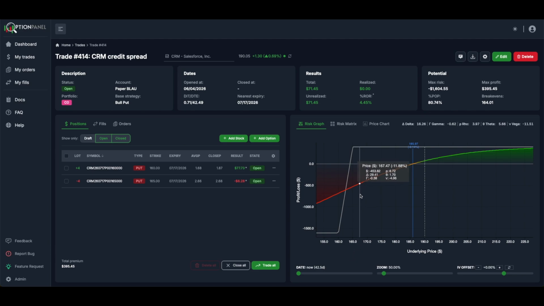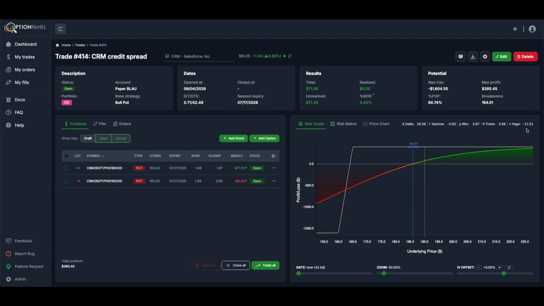Now, as you move your cursor across the chart, you'll notice a tooltip appears at each point, showing you the exact profit and loss value at that price level, along with the values of all the Greeks at that point: delta, gamma, rho, theta, and vega. And at the top of the chart, you can also see the aggregate Greek values for the entire trade, giving you a consolidated view of your overall exposure.